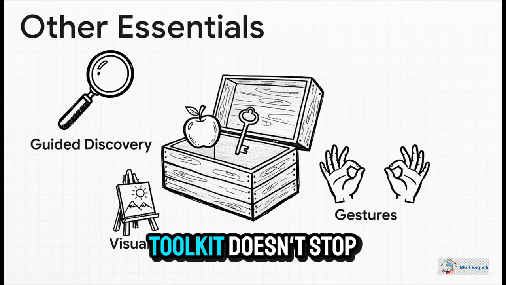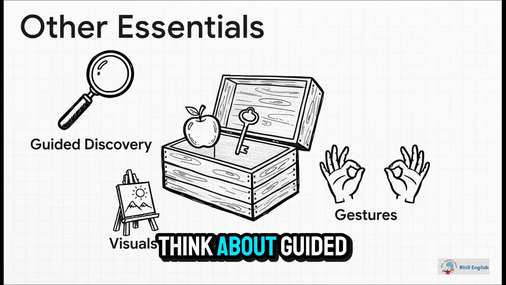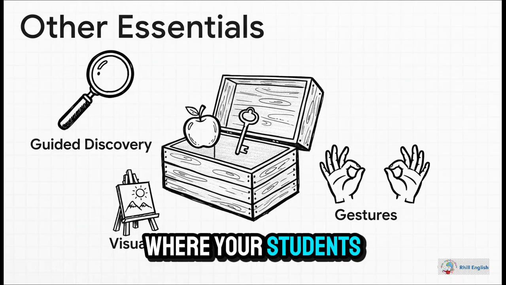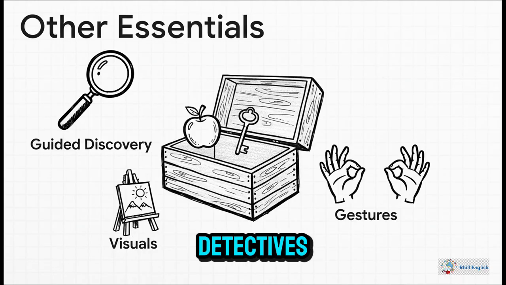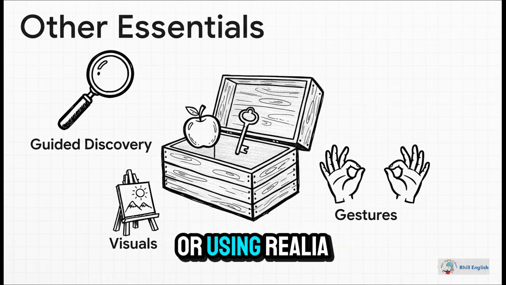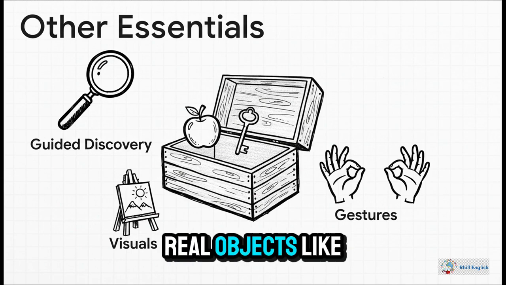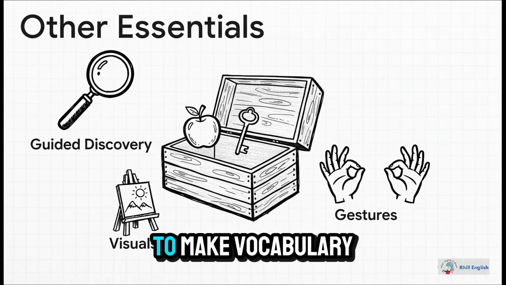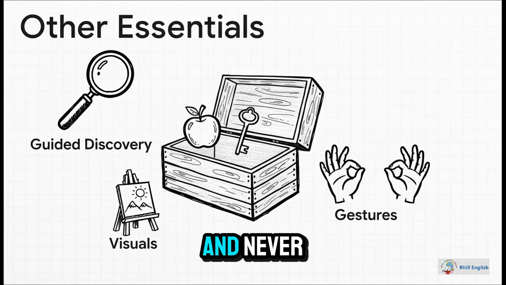And hey, your toolkit doesn't stop there. Think about guided discovery, where your students become little language detectives, figuring out the rules all by themselves from examples you give them. Or using realia, real objects like a menu or a movie ticket, to make vocabulary feel real. And never, ever underestimate the power of a simple picture or a gesture to clarify meaning in a split second.